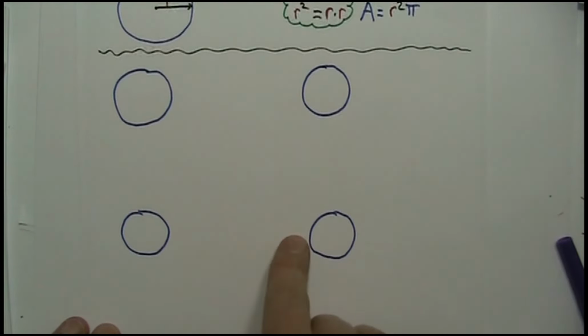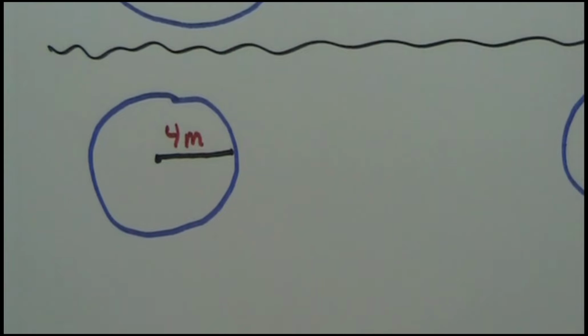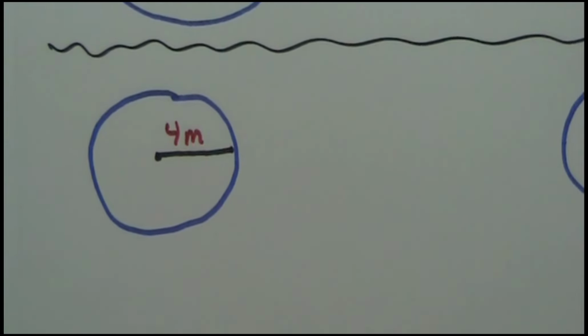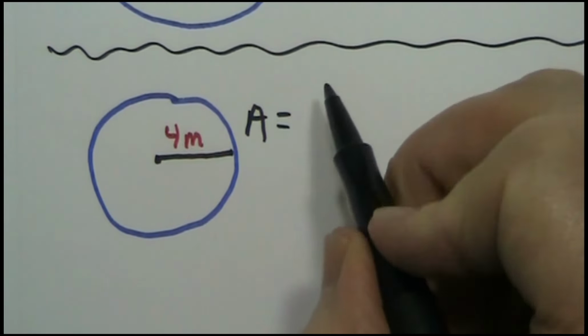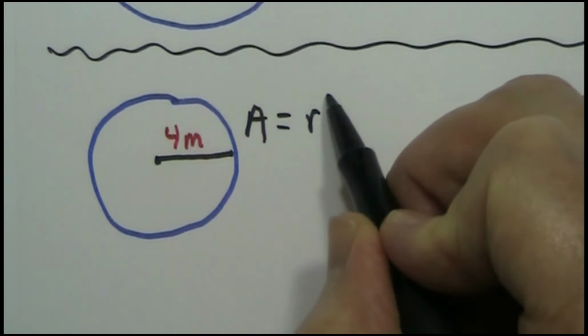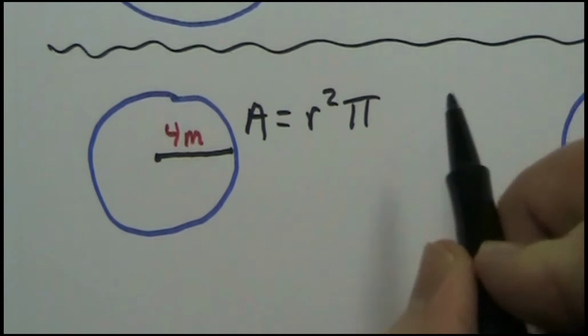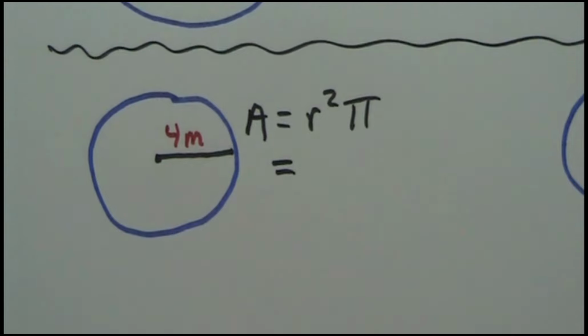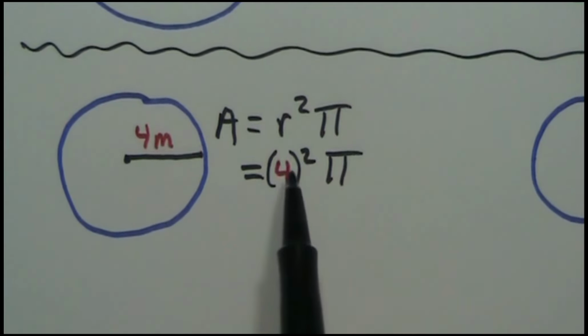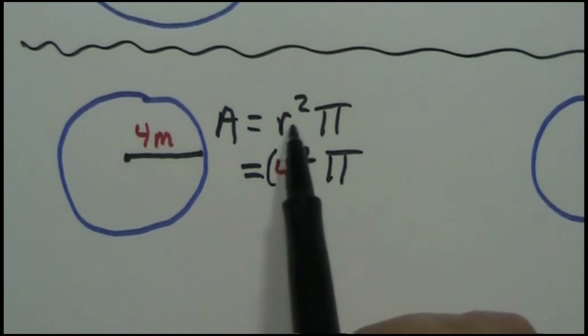All right, on the first circle, we'll give it a radius of 4. And again, I'm just going to use m for meters. Remember, our formula is area equals r squared pi. And since the radius is 4, let's plug that in there. So it's 4 squared. R squared, 4 squared.